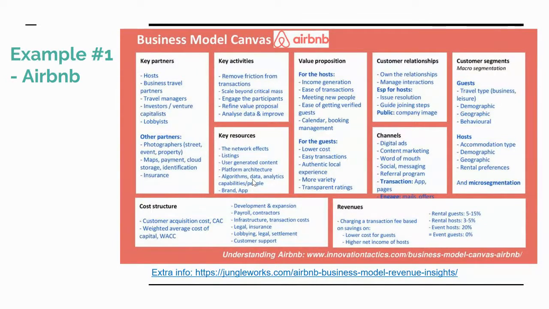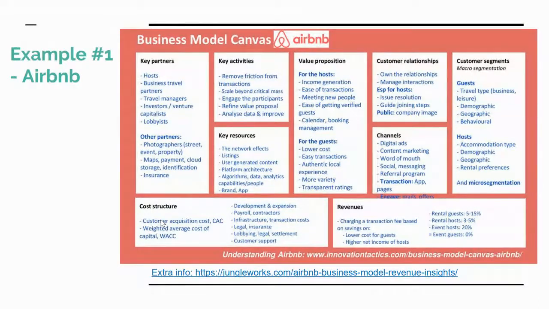So resources: who are the experts involved in Airbnb? Obviously the network people, the listing and content generation people, maybe some architecture, some data analytics people, and also branding and applications. Okay, so these are the key resources they need to pay for, and they contribute to the cost structure.